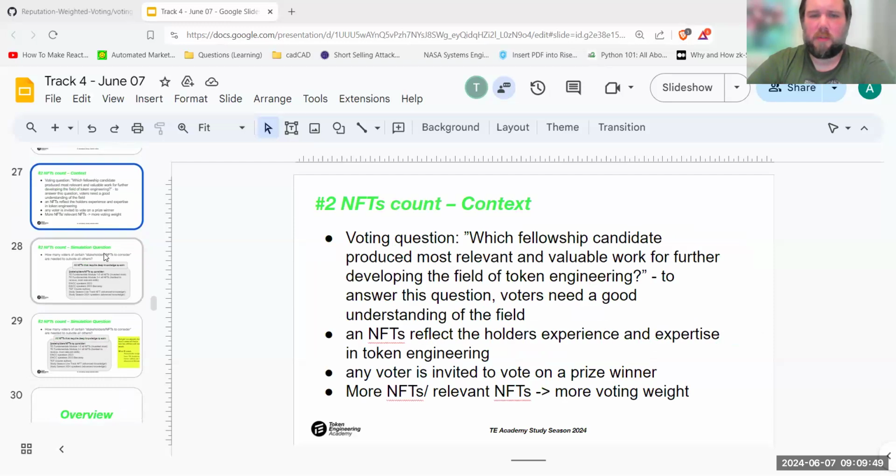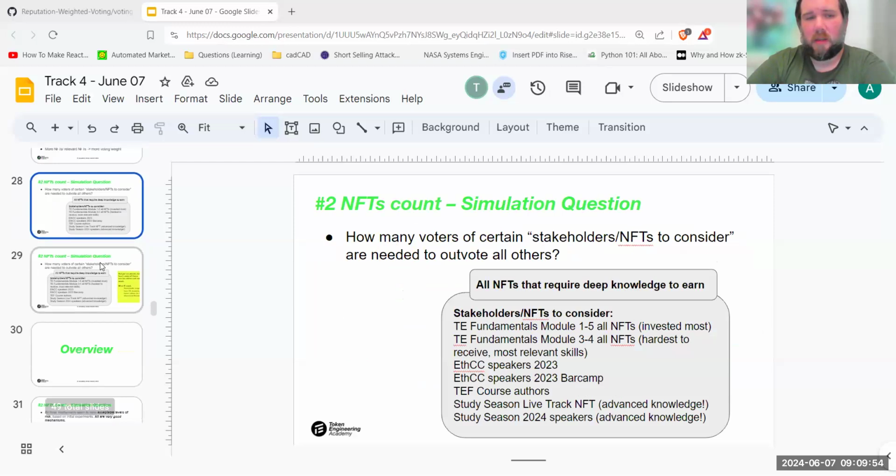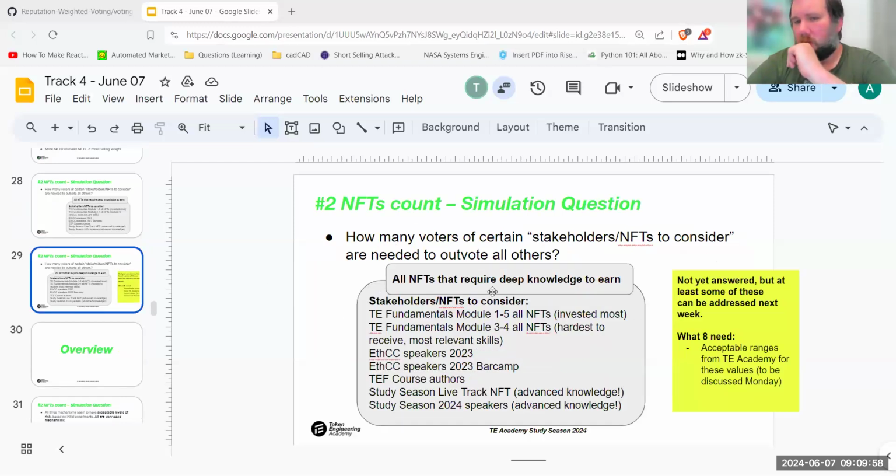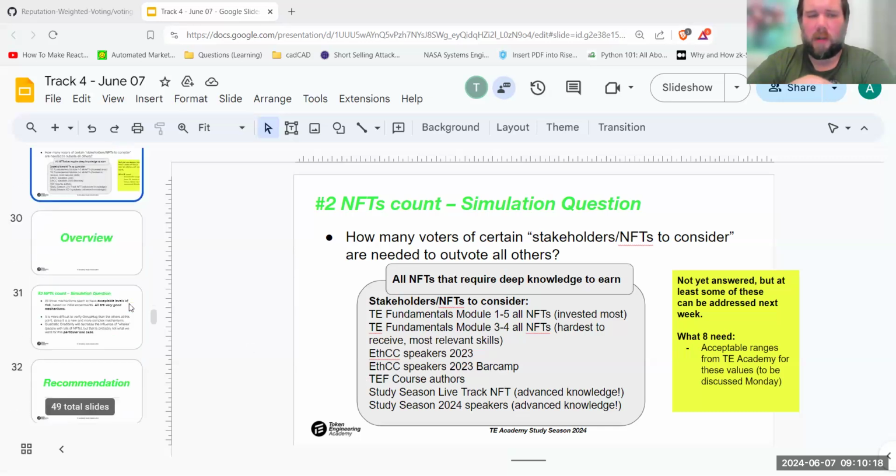So I want to move now to the question of NFTs counting and who is doing that. I wasn't able to do this in as much depth as I would have wanted with different stakeholder groups. But since we now have an initial framework, next week we could look at some of these specific questions that we pick out as being most impactful to know. And we will continue some of these simulations next week, both to verify that the weights are selected in a reasonable way.